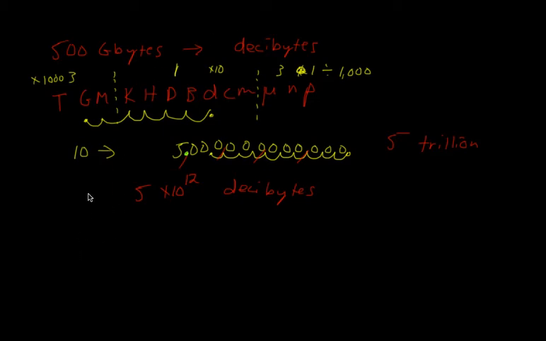Alright, so let's pick another example. We went from gigabytes to decibytes, so the number got really big. So now let's go the other way. Let's say I've got 23.4 microliters, and I want to convert that to, let's say, teraliters. So big T, big L, teraliters.